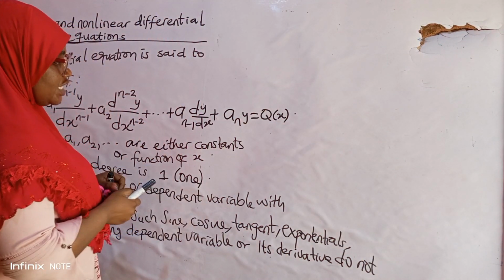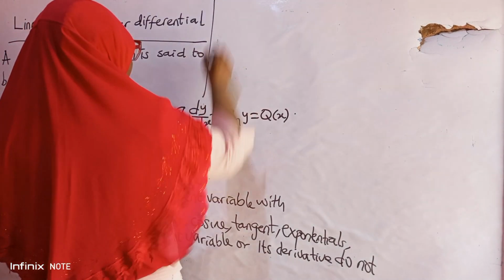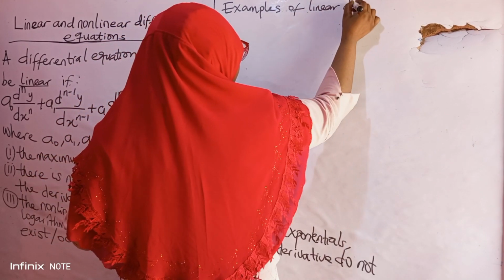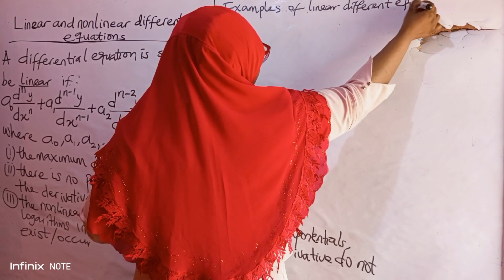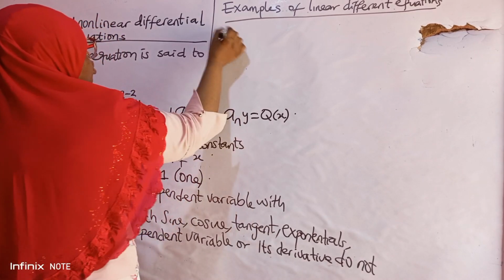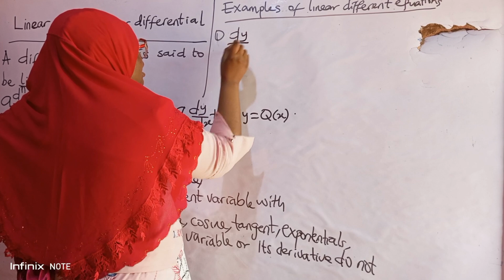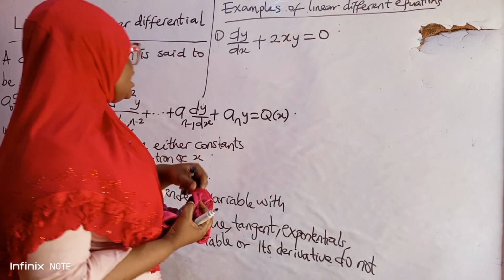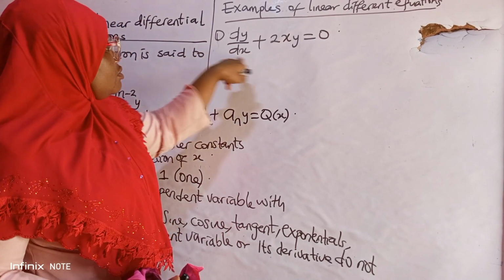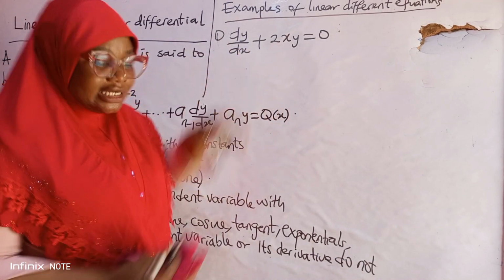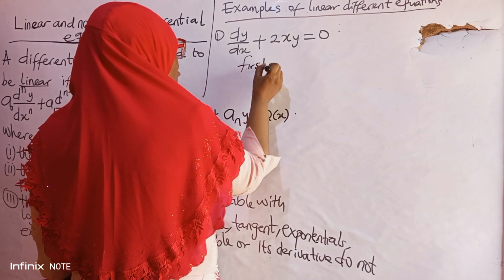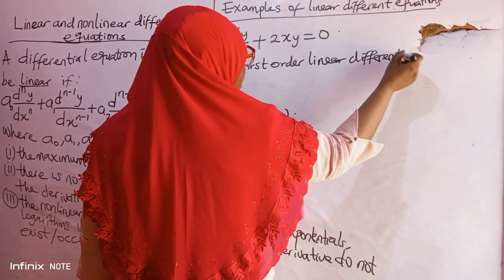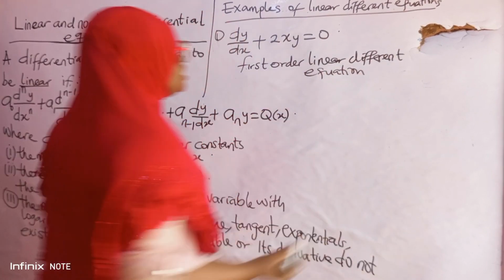So let's give examples of linear differential equations. Example 1: we can have dy/dx + 2xy = 0. From the previous class, this is a first order differential equation, and it is still linear. So this is a first order linear differential equation.